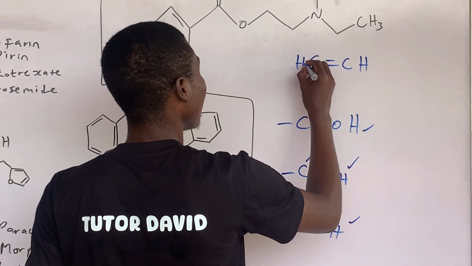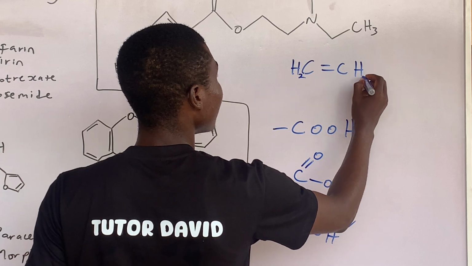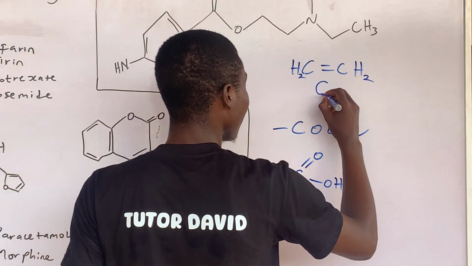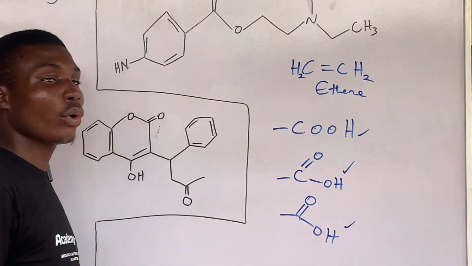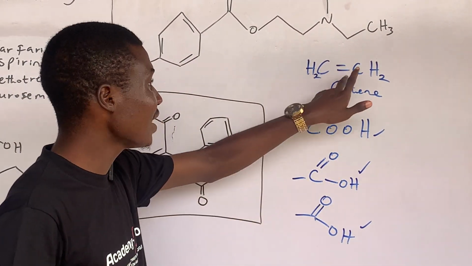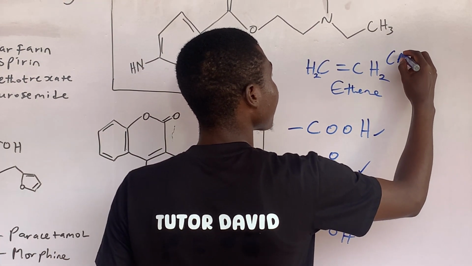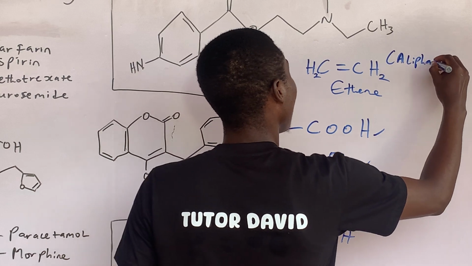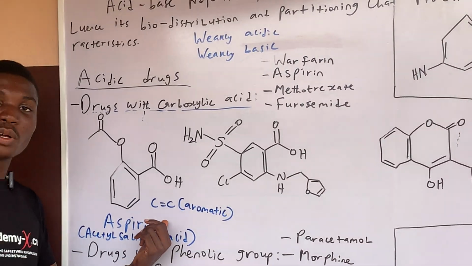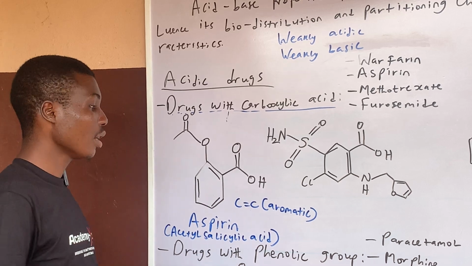All right, let's look at this. What we have here is an alkene functional group, where carbon is double bonded to carbon. But in this case, this carbon double bonded to carbon is aliphatic, so it is not aromatic. When you start talking about C double bonded to C in a ring system, that is an aromatic C double bond to C functional group.